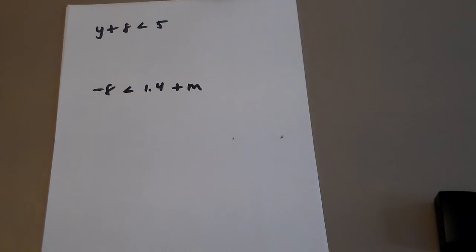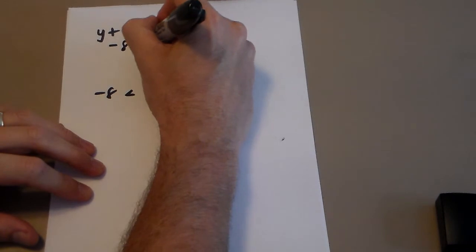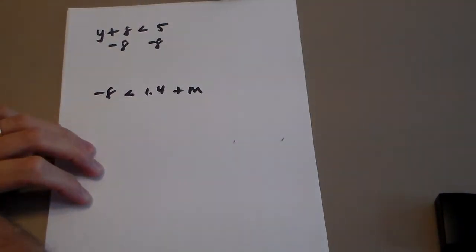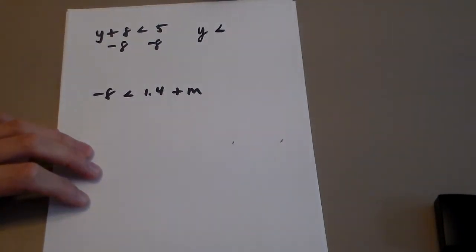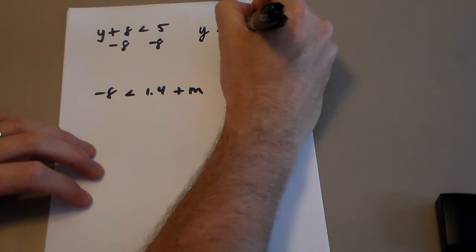Okay, so I'm hoping you've paused that video and we're coming back here. We're going to solve here. So I got to get that y by itself. So I do the inverse of adding 8. The inverse of adding 8 is subtracting 8. So I minus 8 from both sides. So I'm going to get y is less than 5 minus 8. Say negative 3.